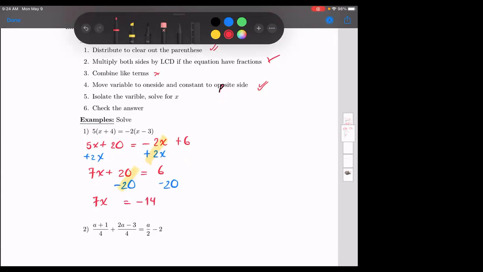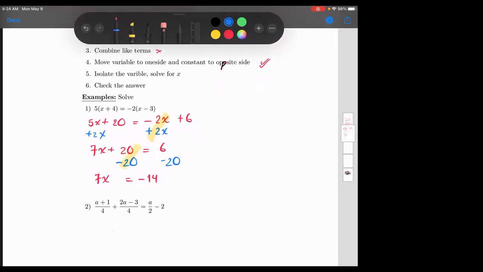Remember, you want to solve for x, right? So divide both sides by 7. So I got x equals negative 2. Well, I gotta check back, right? You can check back.